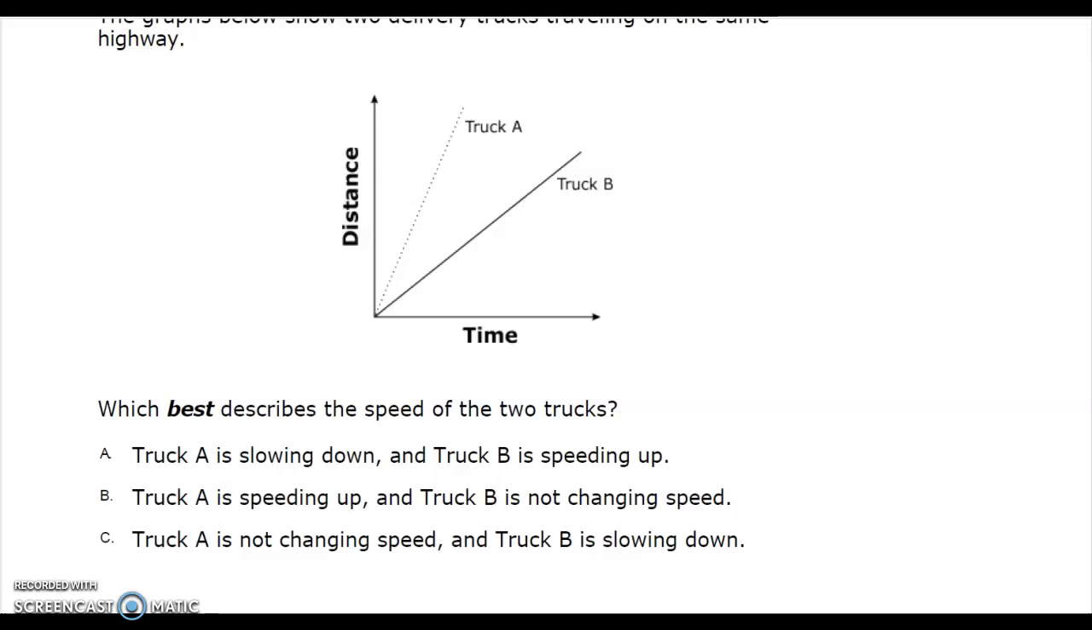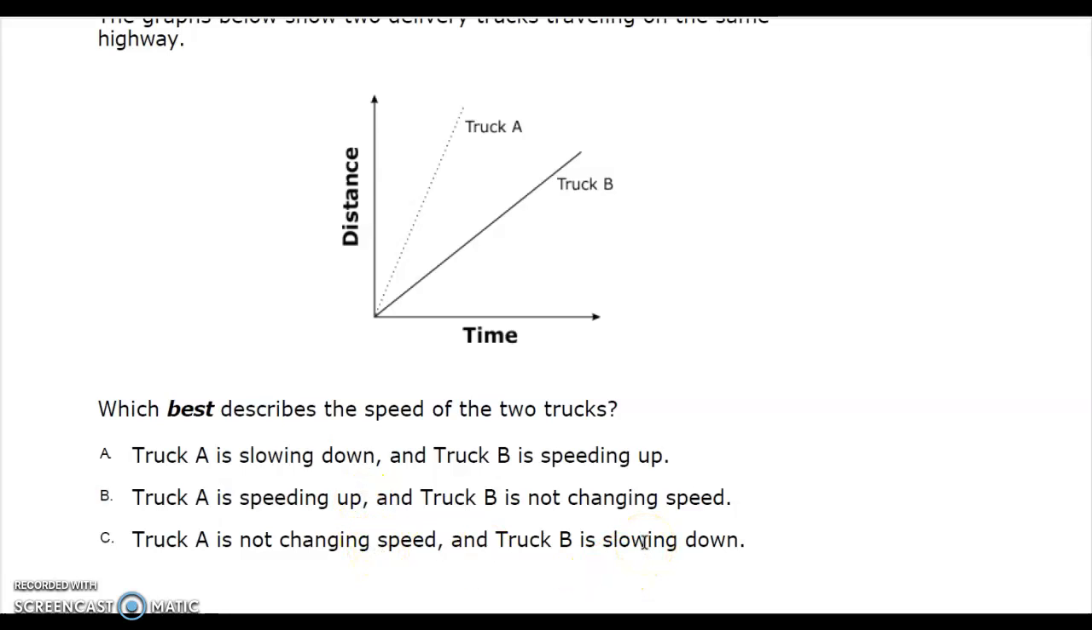And then the answer for C says truck A is not changing speed and truck B is slowing down. Now, when I look at this, I have to ask myself, what were the people making this graph thinking? I don't see a correct answer, because neither one of these trucks is slowing down or speeding up, because they're both going at a constant speed. So there's no slowing down, no speeding up. Truck A is not changing speed is true.